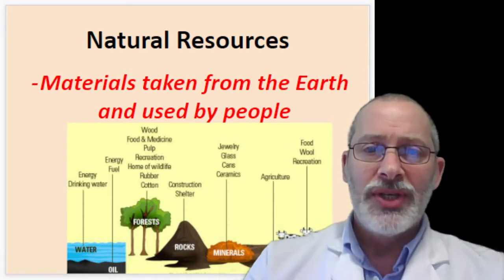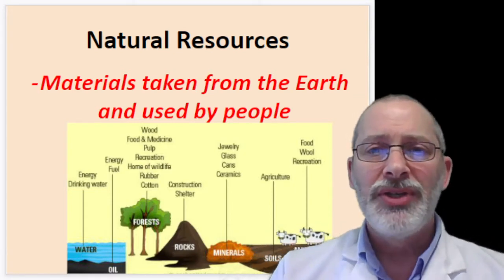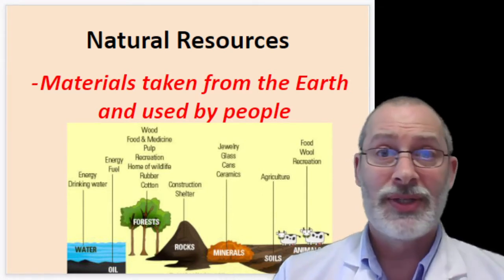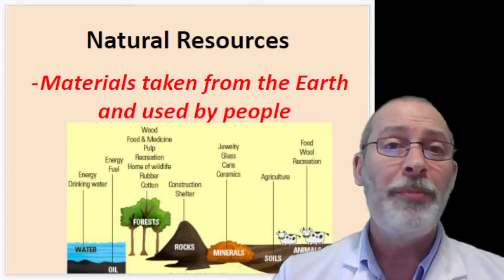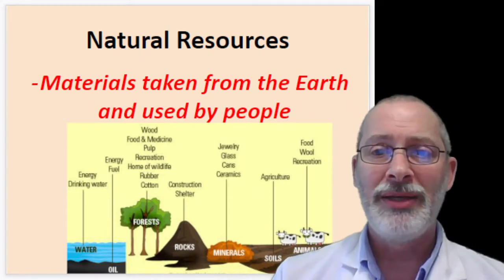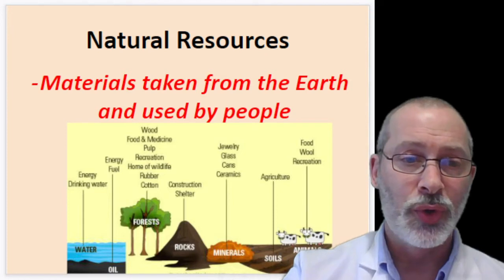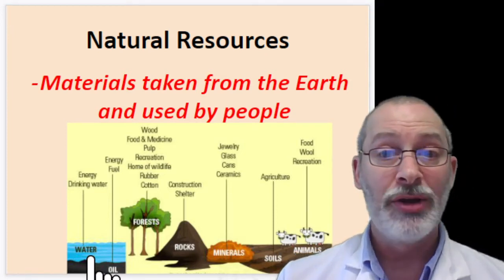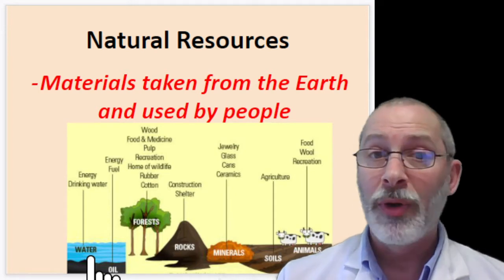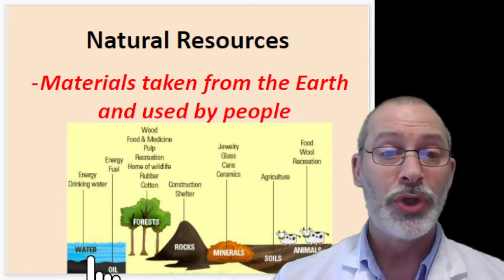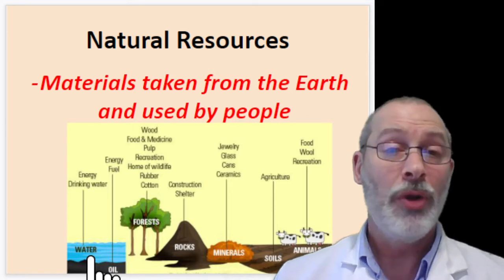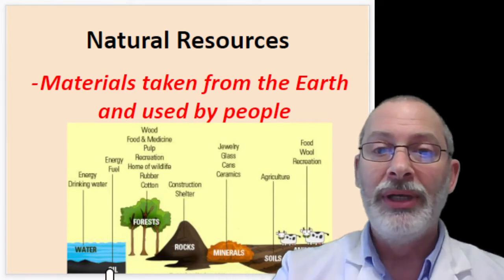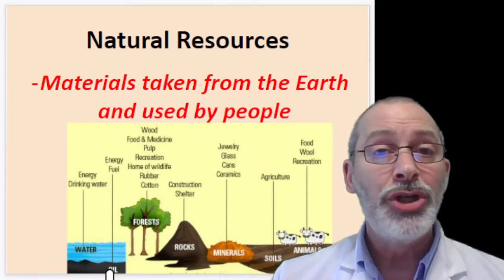Natural resources describe the materials taken from the earth and used by us, human beings, people of the planet. We all depend upon various resources. They can include water that we use for producing energy, like in hydroelectric power plants, or for drinking, which we can't live for very long without.